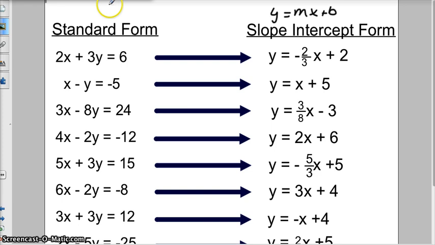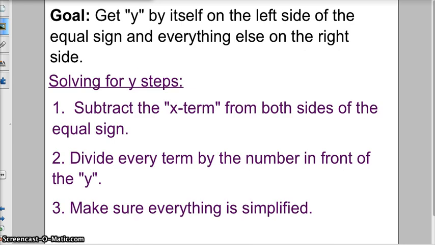So again, we are going to change standard form into slope-intercept form by solving for y, which is why this standard is called solve for y, meaning getting y by itself. Here I want you to pause the video and write down the steps. Our goal here is to get y by itself on the left side of the equal sign, as you noticed in the previous examples, and everything else on the right side.